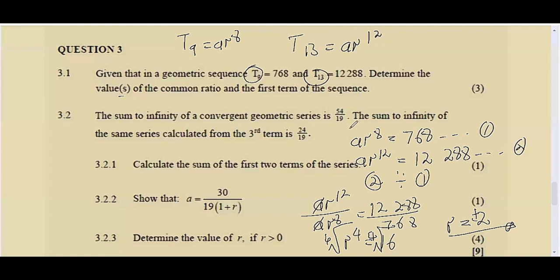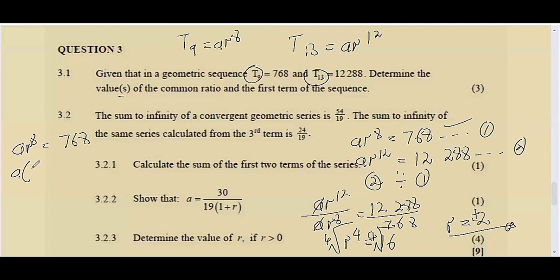And then let's go ahead and try to calculate our A. Having to calculate A, we can substitute in any equation, equation 1 or equation number 2. Let's substitute in equation 1 because of the smaller exponent there. 8R to the exponent of 8, 768. We want the value of A now, but our R is plus minus 2.